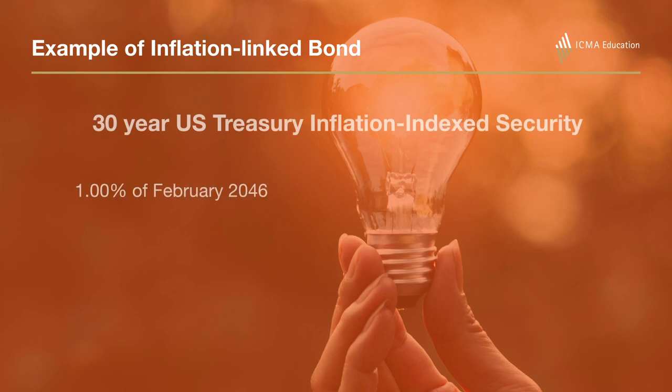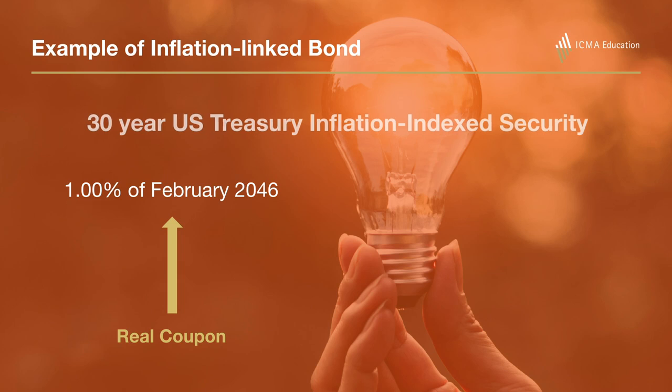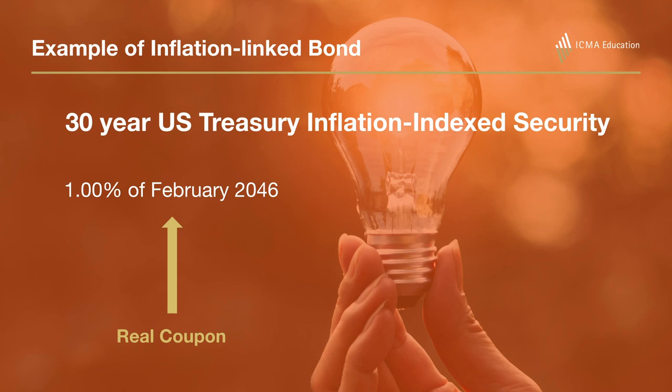Inflation-linked bonds pay a real coupon, shown here on the left-hand side, uplifted by realized inflation. The real coupon signals in percentage terms what extra goods and services an investor will be able to afford by deferring consumption until some future date. In this example, we illustrate a long-dated inflation-linked bond issued by the US government.